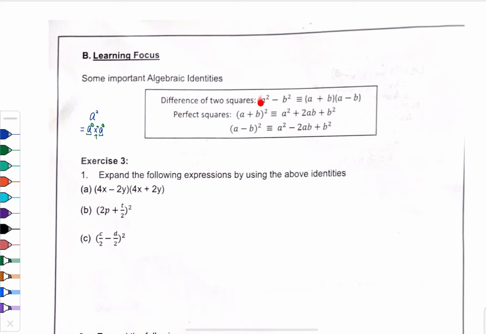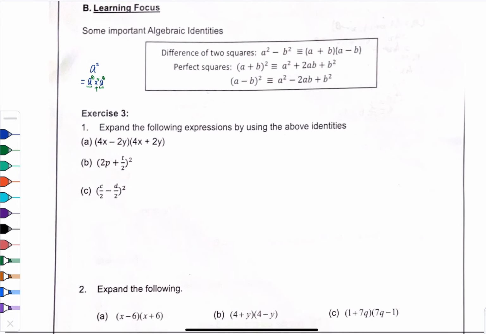So it's easier to remember from here, a square minus b square. So the first thing square minus the second thing square, you will have a plus b, a minus b. 1 plus 2, 1 minus 2, like that. Okay, 1 square minus 2 square will be 1 plus 2, 1 minus 2, like that.